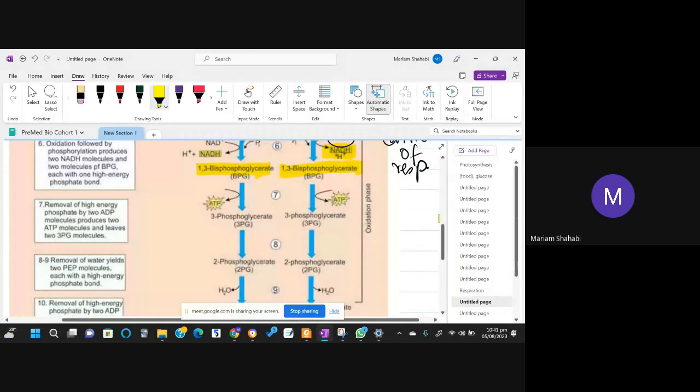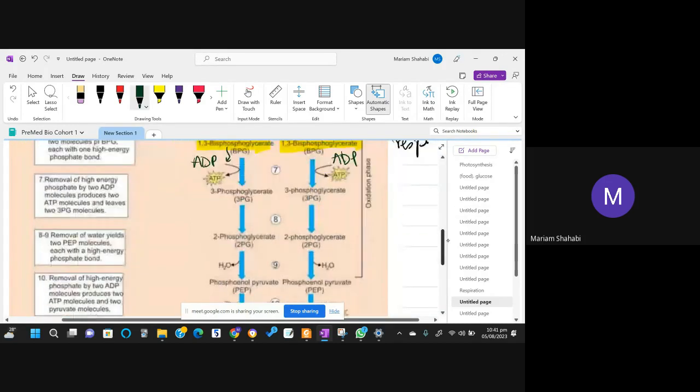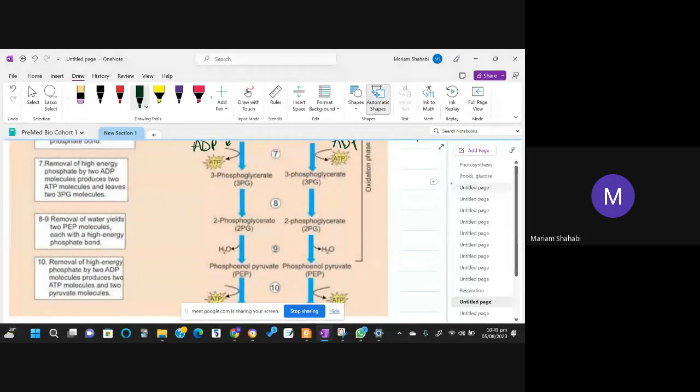Removal of high energy phosphate by two ADP molecules. Now this 1,3-bisphosphoglycerate loses one phosphate, and that phosphate attaches to ADP, and in this way ATP will be formed. So ADP will be converted. It picks up the phosphate from here and it will become ATP. Likewise, the other ADP will be converted to ATP. So you get two molecules of ATP. Removal of high energy phosphate, that's done.